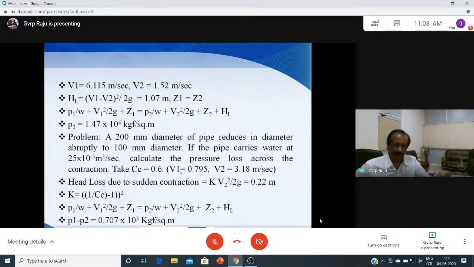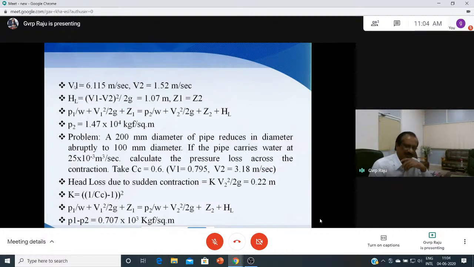The equation is, as you know, the head loss due to sudden enlargement is (V1 minus V2) whole square by 2g, where V1 is the velocity 6.115 meter per second, and V2 is the velocity 1.52 meters per second. Because we have a discharge here, 0.3 meter cube per second. The rate of flow of water through a horizontal pipe is 0.3, which means it is a discharge. So now the discharge is known.